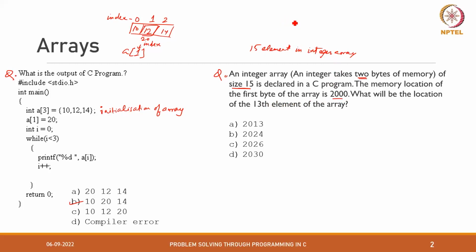So an array, as you know, is a contiguous set of memory locations, right? Keeping that in mind, the question is saying that the memory location of the first byte of the array is 2000. So this is where the array starts, at 2000. What will be the location of the 13th element of the array? So basically it's asking where the 13th element of the array will start. So what should be the answer here?